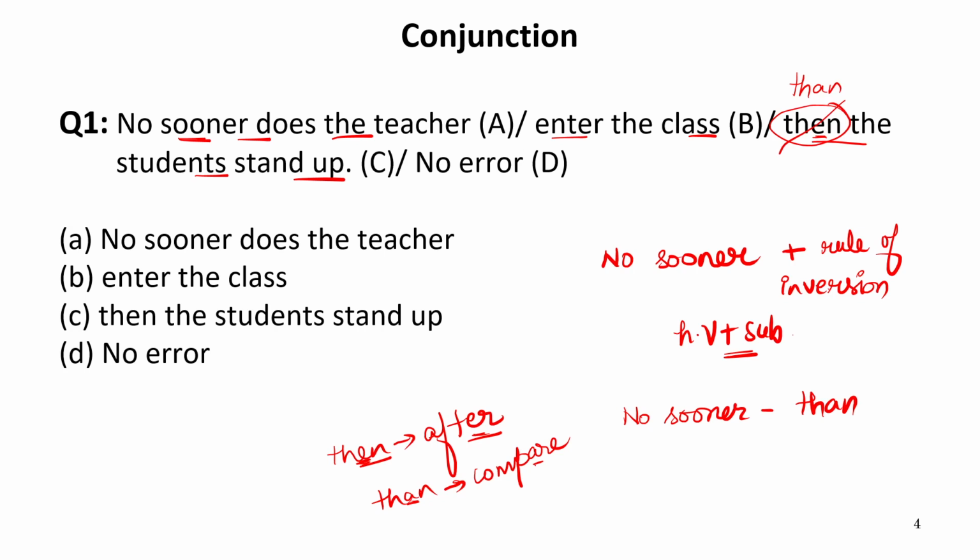Now in the sentence, the error is in part C. So our answer will be C. This then should be replaced with than. So our answer is C. And the correct sentence will be: No sooner does the teacher enter the class than the students stand up. So now let's move to the next one.